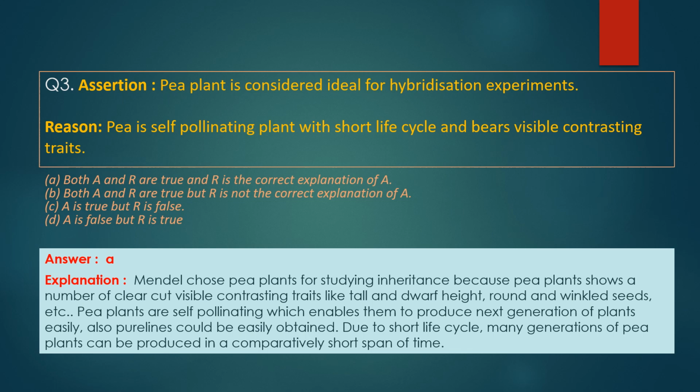Question 3. Assertion. Pea plant is considered ideal for hybridization experiments. That's true. Reason: pea is self-pollinating plant with short life cycle and bears visible contrasting traits. That's also true. And that's actually the reason why Mendel chose pea plants for his hybridization experiments. So because these plants are self-pollinating, they produce the next generation very quickly. We can also very easily get pure lines, and because of the short life cycle, many generations can be produced at a comparatively short span of time, and it becomes easy to study the trends. Hence, your answer is A.